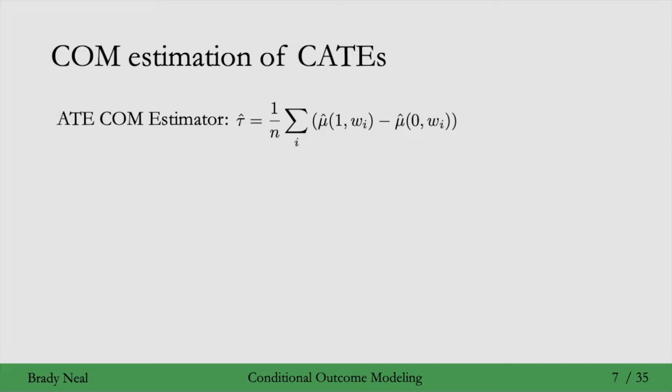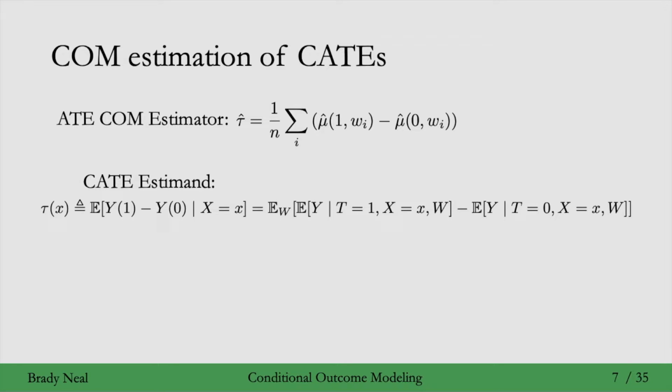Here is the average treatment effect COM estimator that we just saw. And here is the CATE estimand that we saw in the preliminary slide. On the rightmost side, we have the statistical estimand that we'll use to guide how we get an estimator here. Similar to the last slide, we'll define a mu. This mu is almost the same as the mu we used in the last slide, but now it also takes x as input and corresponds to an estimand that is conditioning on x.